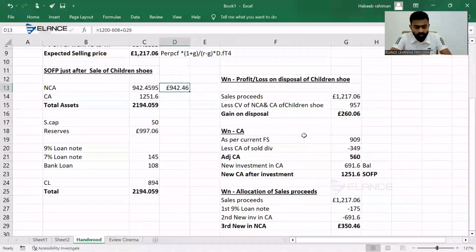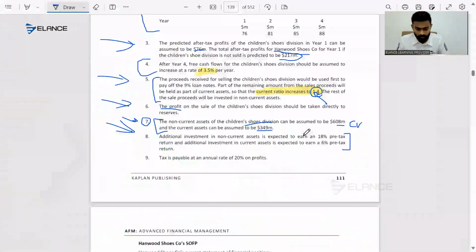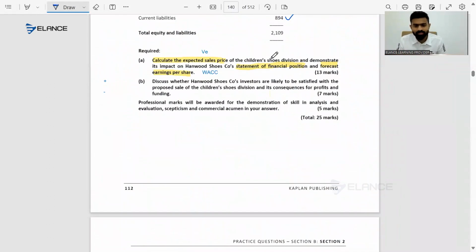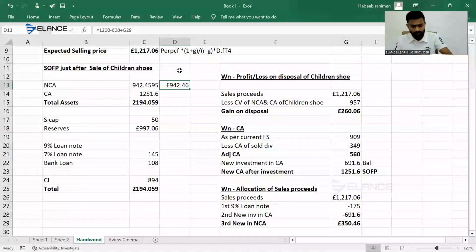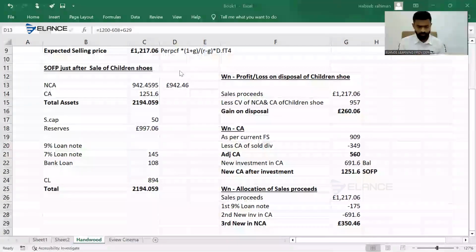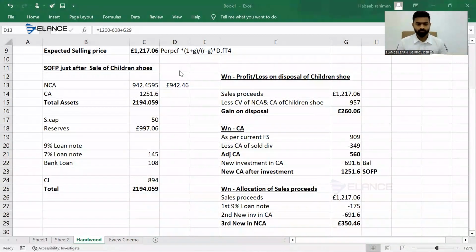Yes, sir. So I'm going back to the requirement. We solved calculate the expected selling price, SOFP. Now what's next? Forecasted EPS. Shall we continue? Quickly let me know. Yes, sir. So now we are trying to calculate the forecasted EPS.